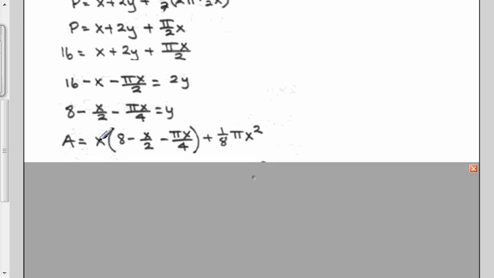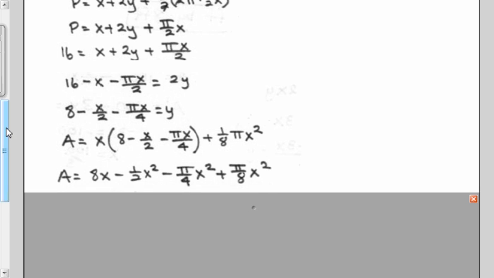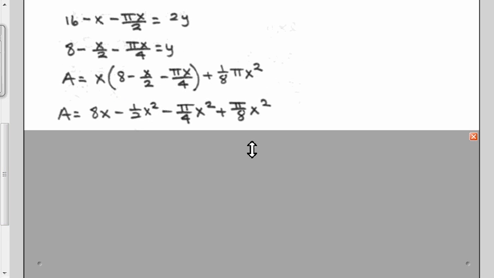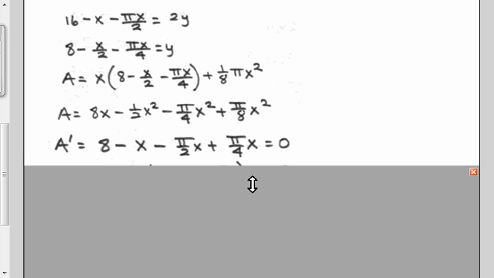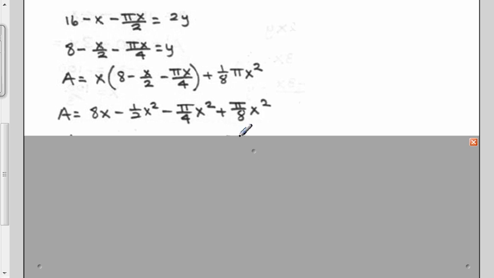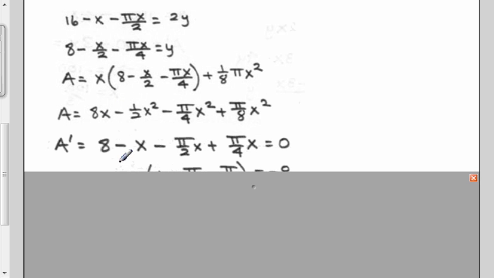And now my area formula is written in terms of just x. Okay, and now algebra, we go through, distribute the x. Before I could have combined like terms with all these x squared, but at the same time, I can just take the derivative. So that's what we do here. Derivative of 8x is 8. 1/2 x squared is just negative x. Minus pi over 2 x plus pi over 4 x.